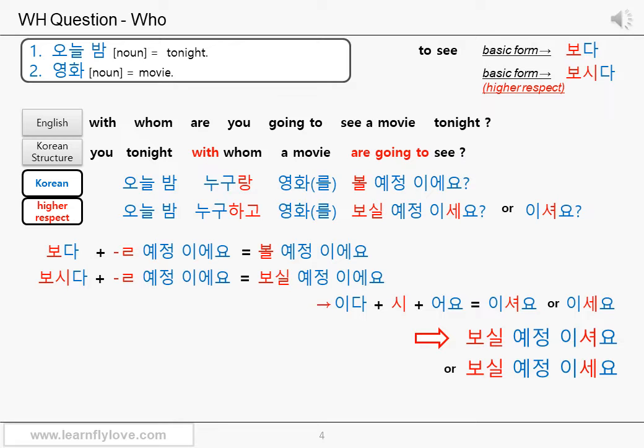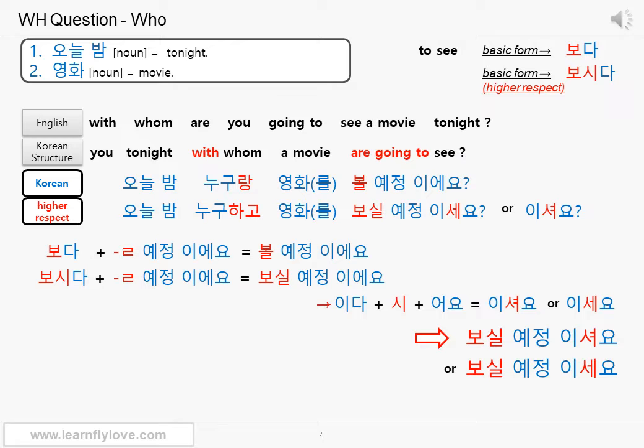Oh, the position of with whom. Yes, actually you can put it anywhere in the sentence because the particle 이랑 or 하고 is attached to it. It can show the role of this word wherever it goes in the sentence. For example, 오늘 밤 영화를 누구랑 볼 예정이에요? 누구랑 오늘 밤 영화를 볼 예정이에요? They are all correct. Even though you put it at the end of the sentence, everybody would understand.